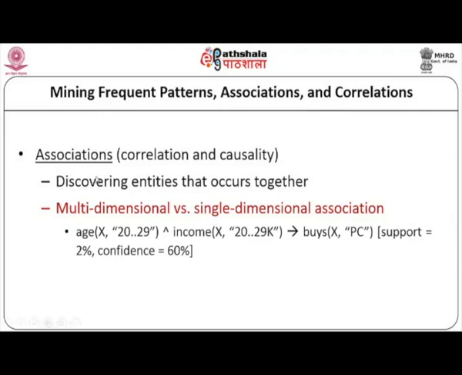For example, here we have a multidimensional association rule. In this association rule, we have two attributes, one is age, another one is income. With respect to these two attributes, we are trying to decide whether a particular person might purchase a PC or not. So, what this rule states is, if a person X who is in the age range 20 to 29 and who is in the income range 20 to 29K, there is a chance that the person might purchase PC.